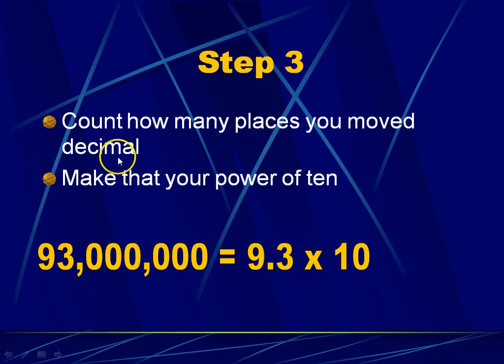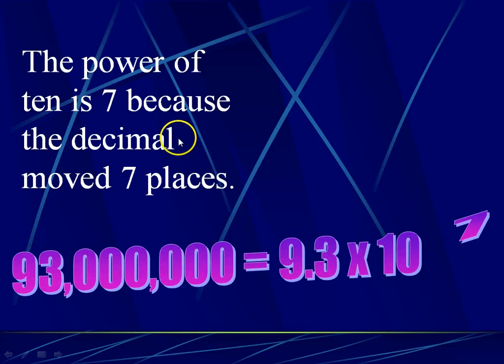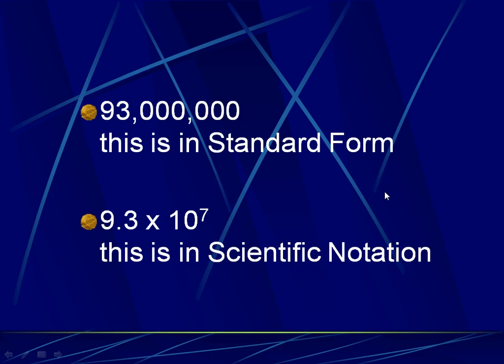Step 2. We're going to count how many places we moved the decimal and make that our power of 10. So we moved it 1, 2, 3, 4, 5, 6, 7. There it is. 9.3 times 10 to the 7th miles. So the power of 10 is 7 because the decimal moved 7 places. Pretty simple. So 93 million is what we call standard form. 9.3 times 10 to the 7th is what we call scientific notation.